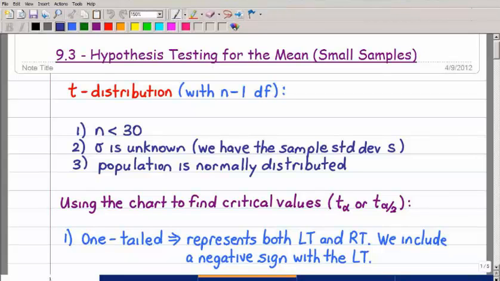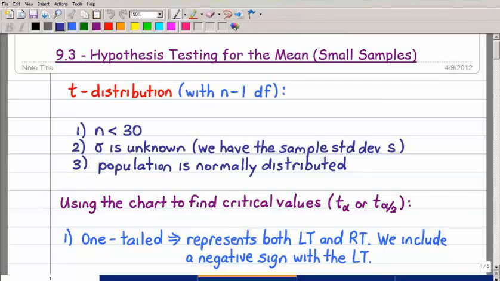This section is going to cover hypothesis testing for the mean with small samples, where we will use the t-distribution. And just to recap what we learned before, the t-distribution with n-1 degrees of freedom as we used for confidence intervals with small samples. Same criteria, n less than 30 or less than or equal to 30. I will never use the number exactly 30 on a test, so that won't be an issue. The population standard deviation is unknown. We only have the sample standard deviation. And of course, the population has to be normally distributed.